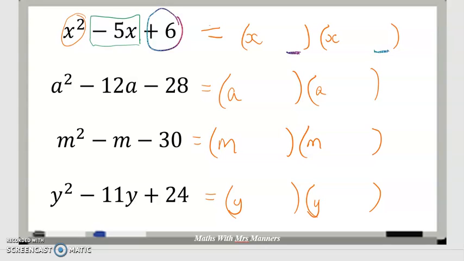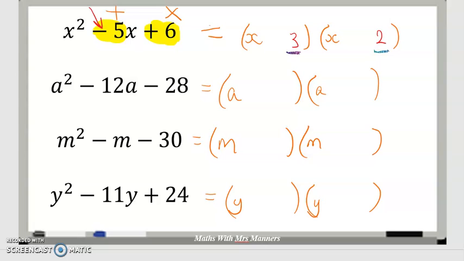So what I really want is two numbers that will multiply to give 6 and add to give minus 5. That's the key thing you should be focusing on. When you think of two numbers that multiply to give 6, I would worry about the minus sign last. Straight away I can see that 3 and 2 multiply to give 6.